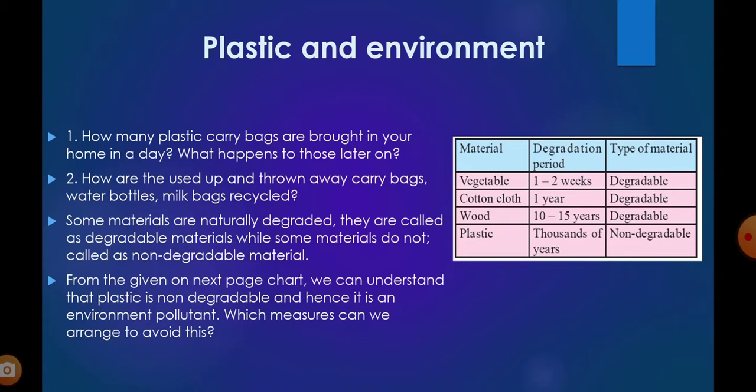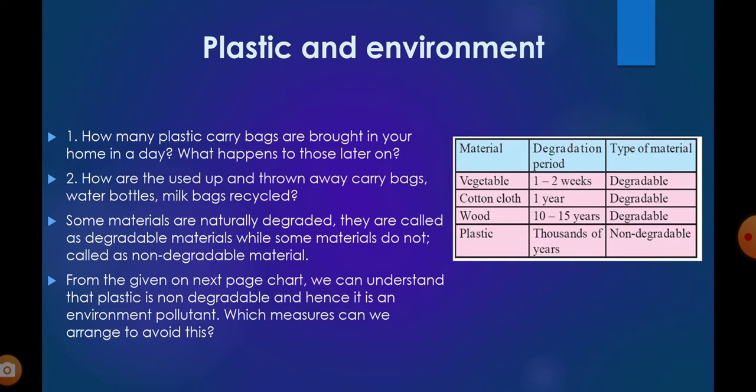Some materials are naturally degraded. They are called degradable materials, while some materials do not, called non-degradable materials. Degradable means that it will turn into some other simple substances. Most of the living organisms and dead things are degradable. From the given textbook page, we can understand that plastic is non-degradable and hence it is an environmental pollutant. Which measures can be arranged to avoid this? Material: vegetable, degradation period within 1 to 2 weeks. If you are not using vegetables for 2 weeks and not under refrigeration, they will get spoiled and you may get a foul or stinky odor from the vegetables and other types of fruits also.